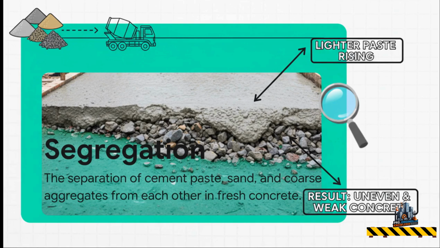Now, think about it like this. Concrete is kind of like cake batter, right? All the ingredients have to stay perfectly mixed together. But if they start to separate, the heavy stones sink to the bottom and the lighter cement paste floats to the top, you end up with a really weak, inconsistent mess. That right there is segregation.